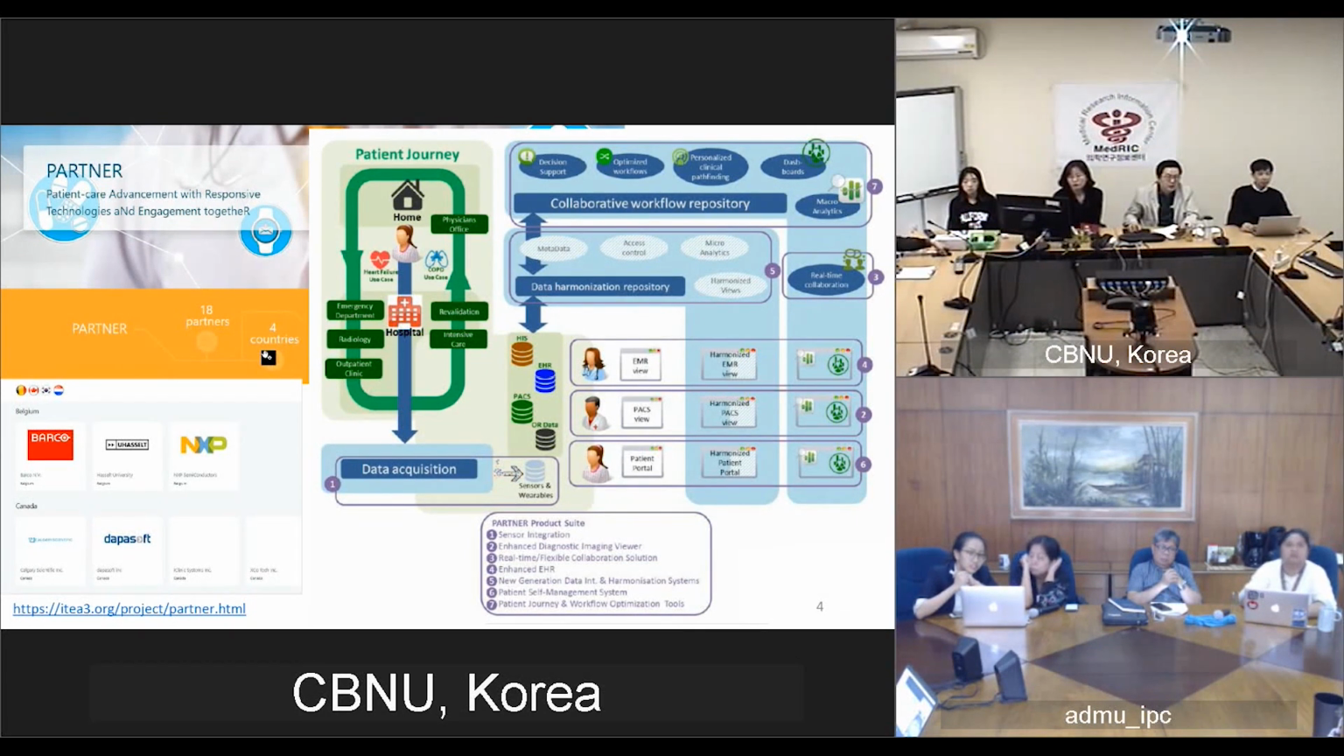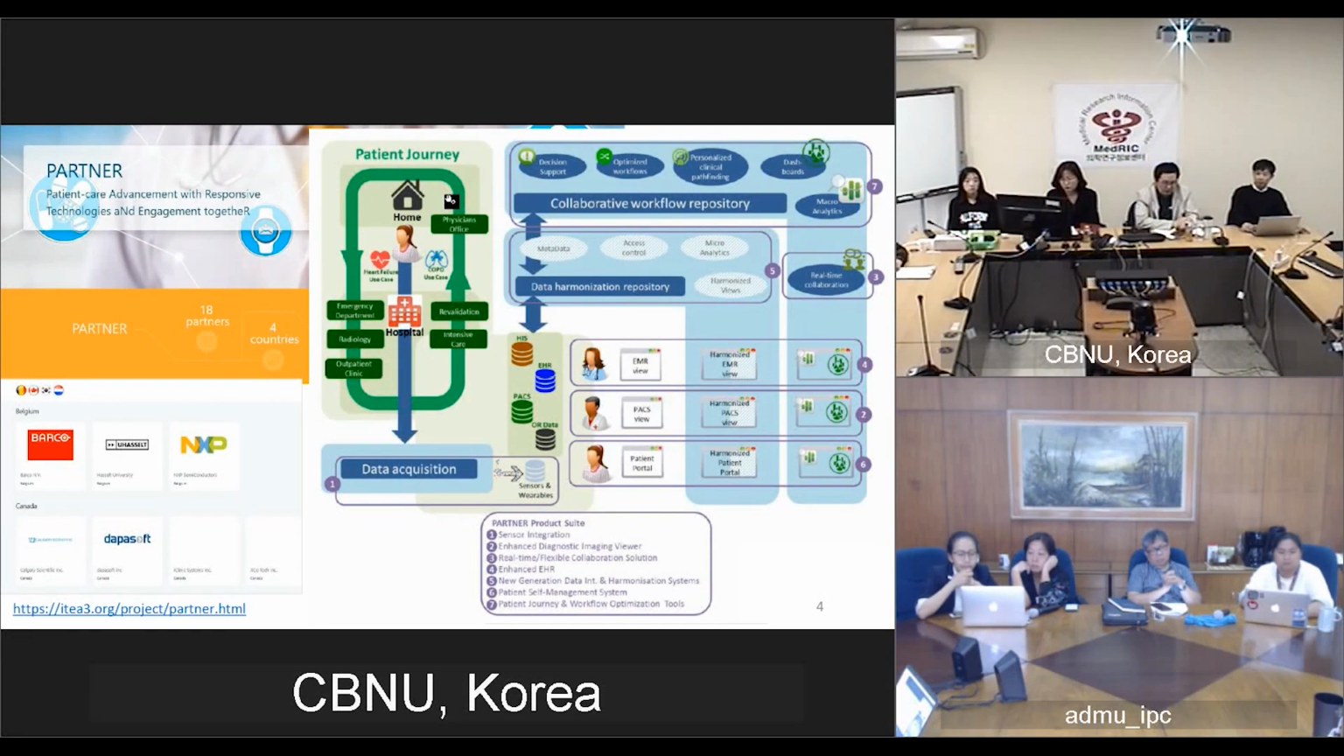This work is a part of an international project in which 18 organizations from 4 countries, including Belgium, Canada, South Korea, and the Netherlands, are participating. This project is for seamless patient monitoring, or seamless patient care.